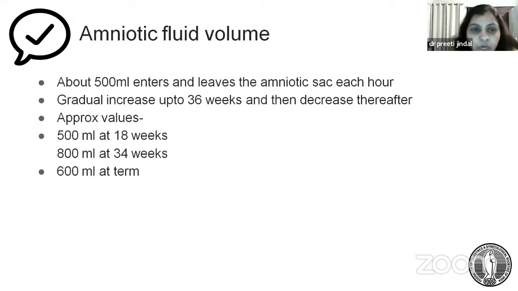So the amniotic fluid volume mentioned here is a rough guide, but clinical judgment is also very important. As Dr. Kuldeep rightly said, there should be eyeballing all the time, and we have to compare with our previous results also, because every baby is different.